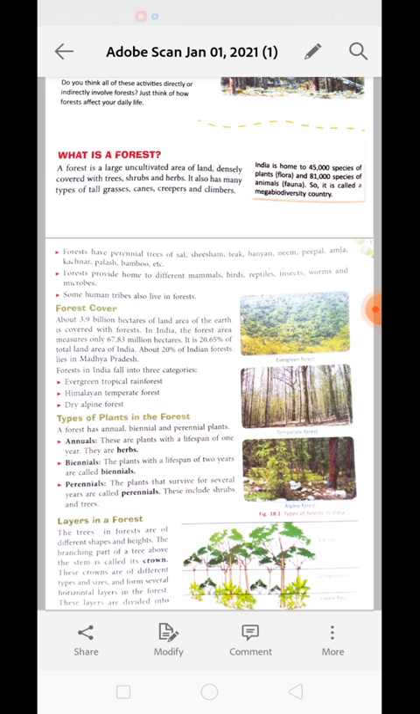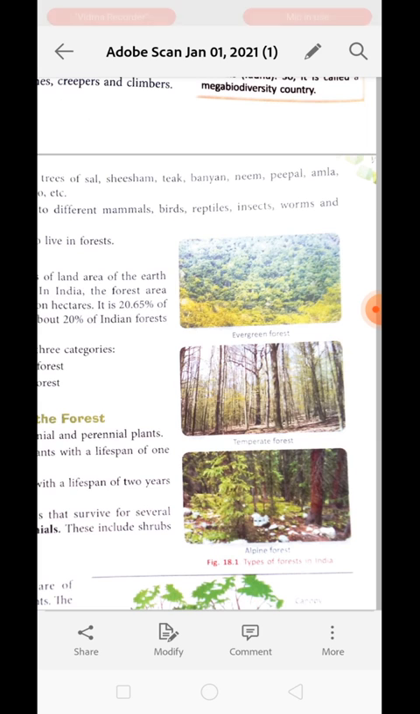Okay, now about perennial plants. Basically the most important part of the forest is perennial plants. These plants survive for many years, for several years. That is why they are called perennial plants. They take more than 4 years to mature. After that, they can produce flower. Okay, these include shrubs and trees. Understood? The perennial plants include shrubs and trees.